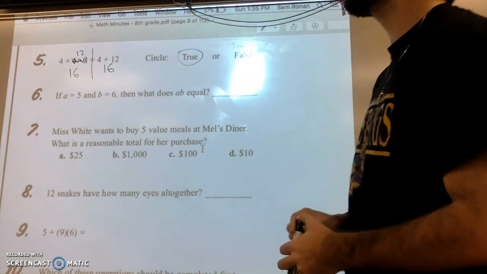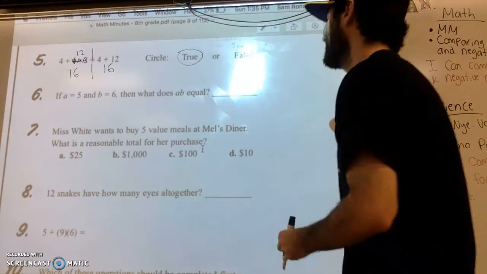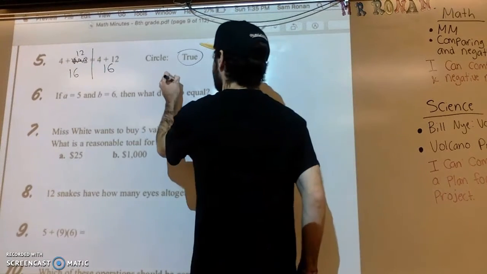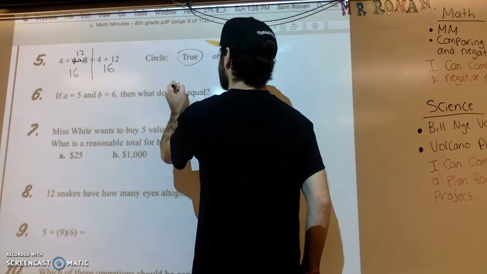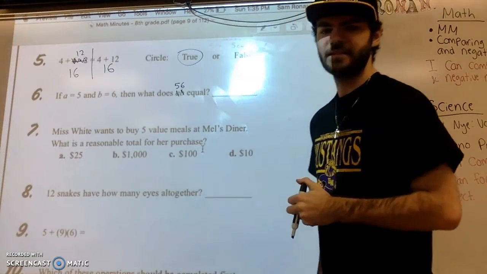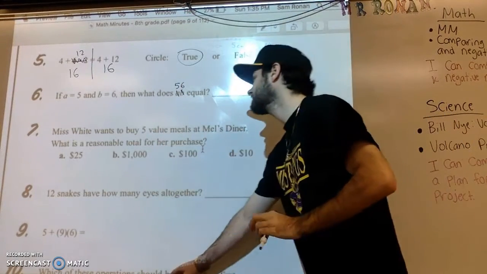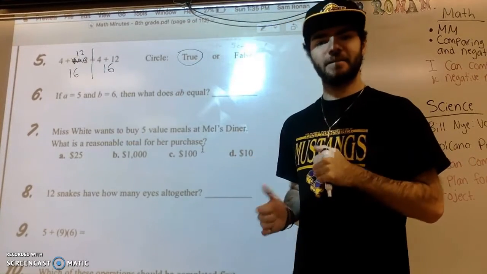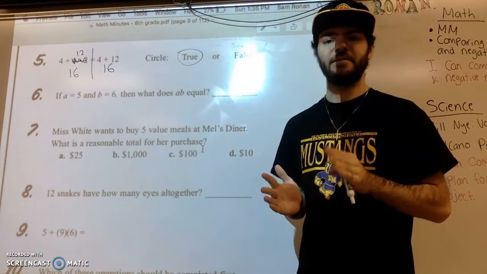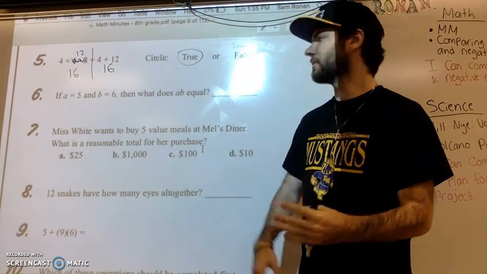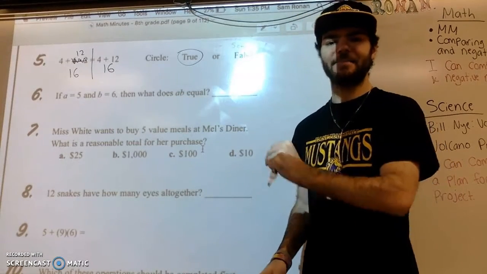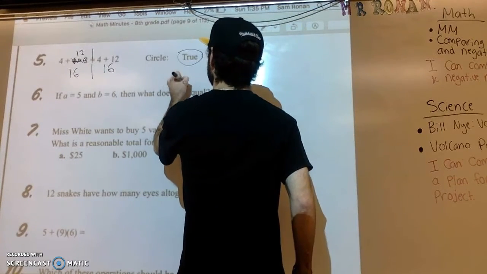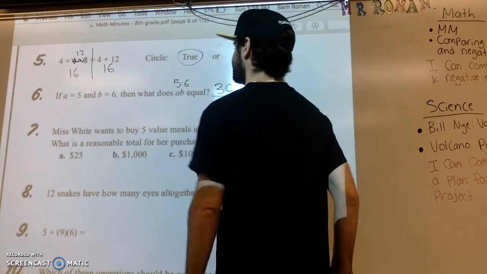Number 6, if A equals 5 and B equals 6, then what does AB equal? Okay, some people might be tempted to replace A with 5 and replace B with 6 and say their answer is 56. Not true. You have to remember that when we have variables and there's not an operation separating those variables, that means multiplication. Okay, so AB really just means A times B. Okay, so really we have 5 times 6, and that's going to give us 30.